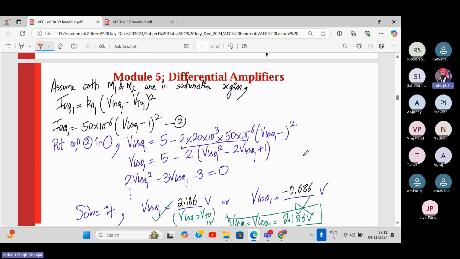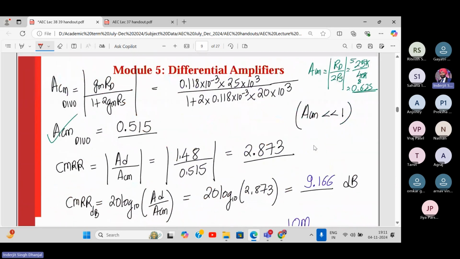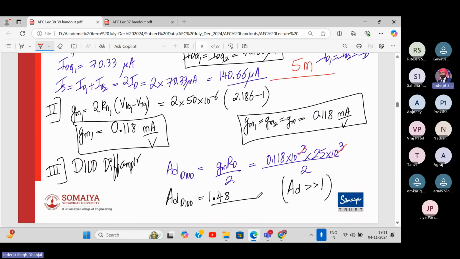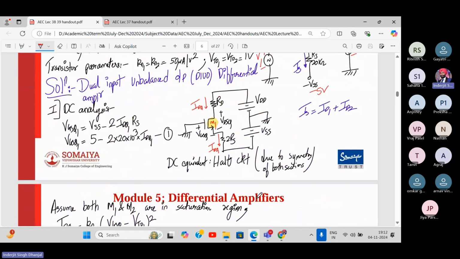Okay. DC analysis will fetch 5 marks. So up till here, you will get 5 marks. And AC analysis will fetch you another 5 marks. So up till here, you'll get 5 marks. So therefore 10 marks. Okay. So if DC analysis is wrong, everything else will be wrong. So practice this numerical, and I've already shared with you the previous module questions.